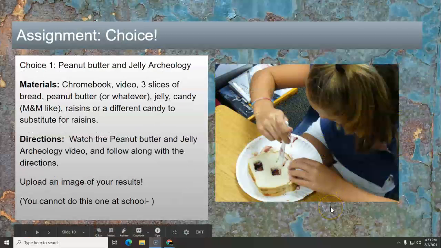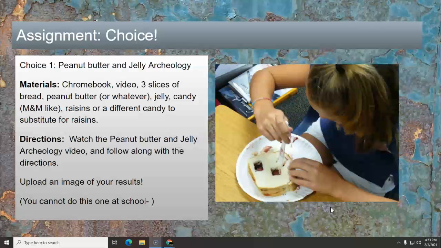So for your assignment today, you have a choice. They're a little bit complicated, but they're a whole lot of fun. Your first choice, which is the more complicated of the two, but the more delicious of the two, is peanut butter and jelly archaeology. So for this, you're going to need your Chromebook, and there's a video linked that comes from the Hopewell Historic Park. This is their project and their demo.